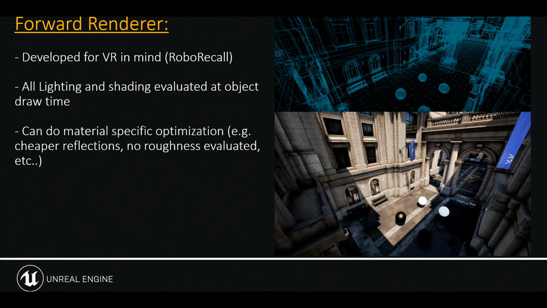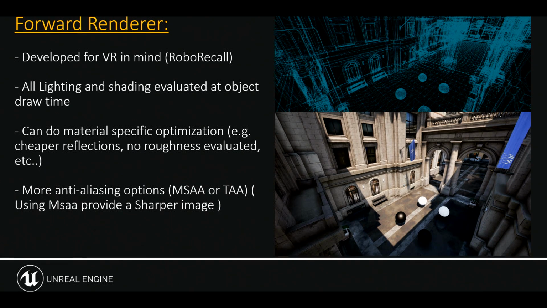The good thing with the forward renderer is that it can do very specific optimizations. We can turn on or off the evaluation of the roughness, or we can have some very cheap reflection evaluation on certain specific shaders. That's an option you can turn on and off per shader. Another anti-aliasing option that is great for VR is MSAA, compared to TAA. Because in VR the headsets are already slightly blurry, you don't want to use temporal anti-aliasing, which would tend to blur even more. So we use MSAA. It gives you a sharper image, so you don't lose any extra detail in your pictures.